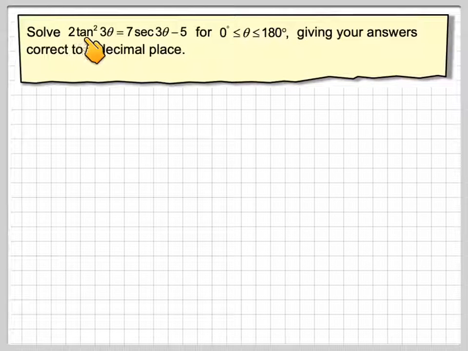Right, solve 2 tan squared 3 theta = 7 sec 3 theta - 5 for theta between 0 and 180, giving our answers correct to 1 decimal place. Okay, so this is what we've got to solve.